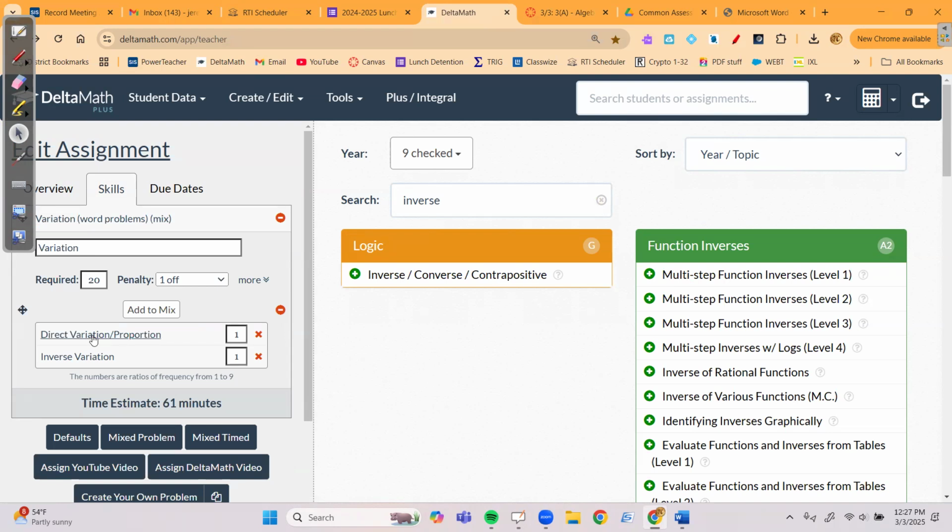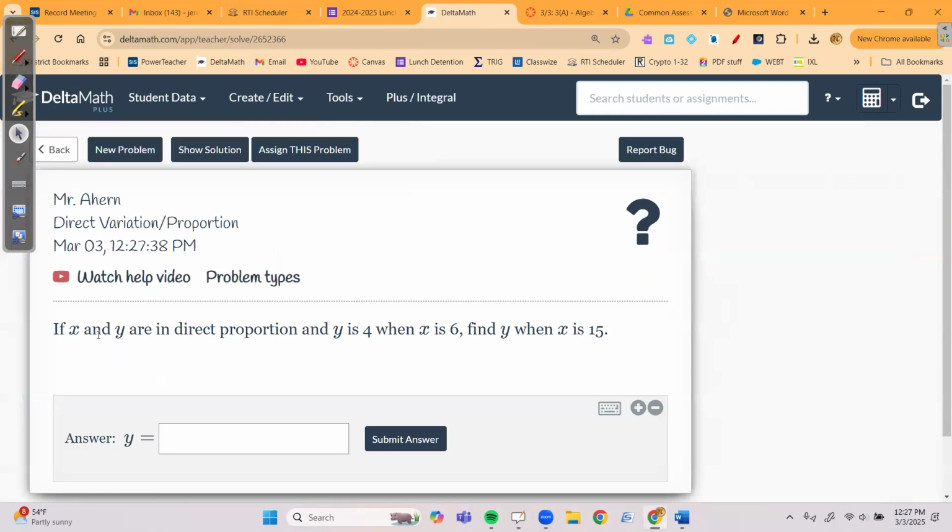So first off, here are some direct variation problems. I know I said no word problems, but you almost can't escape some basic words. Can you read that, by the way? Is that okay? You see it? Okay. So if x and y are in direct proportion and y is 4 when x is 6, find y when x is 15. First off, you want to pay attention to the fact that it's a direct variation. To be in direct proportion means that these variables are part of a direct variation. And so what this means is we're working with the equation y equals kx.